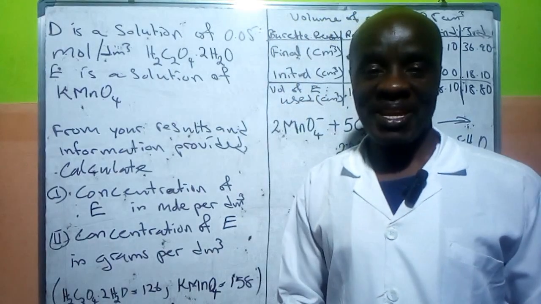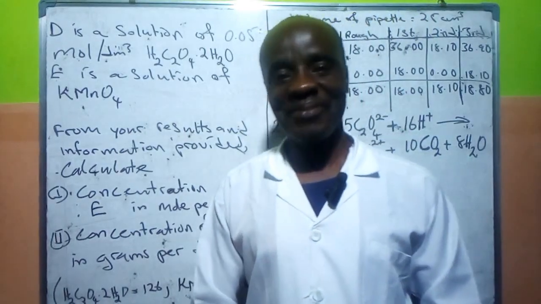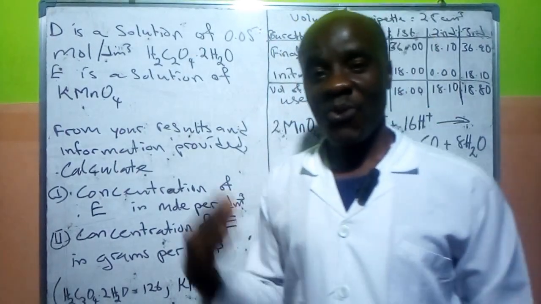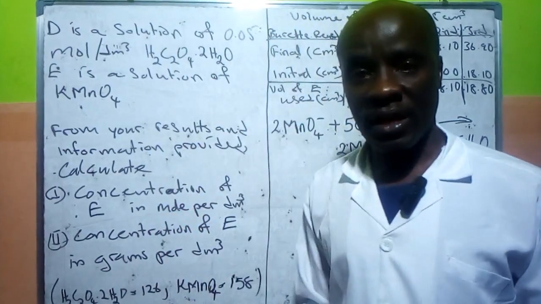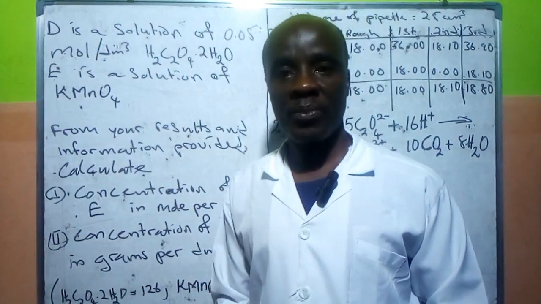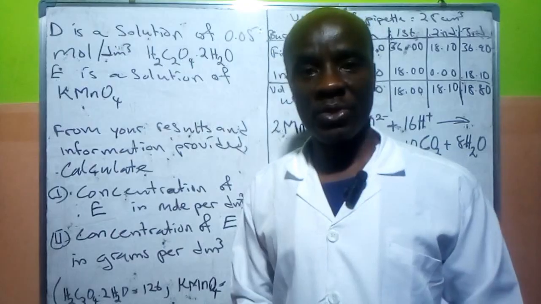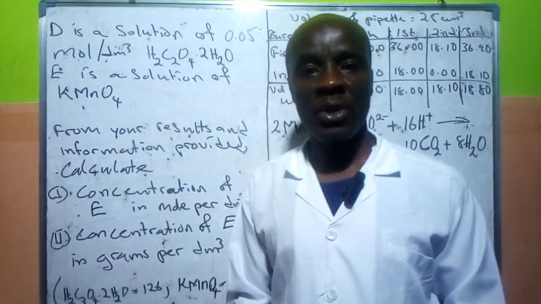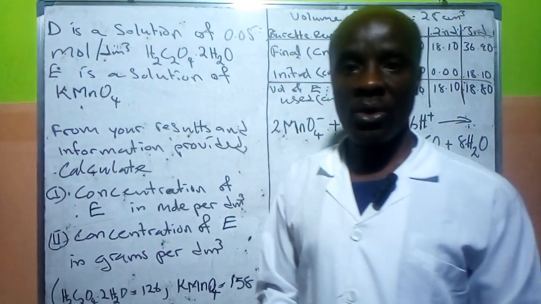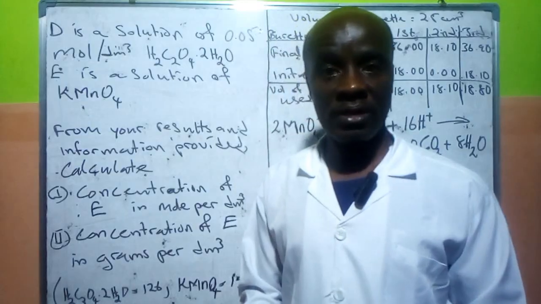Welcome to the chemistry class. Today we're going to be looking at volumetric analysis. That's alternative B of the chemistry practical, WAEC practical chemistry. In this very exam, it's going to be a redox reaction this time around.